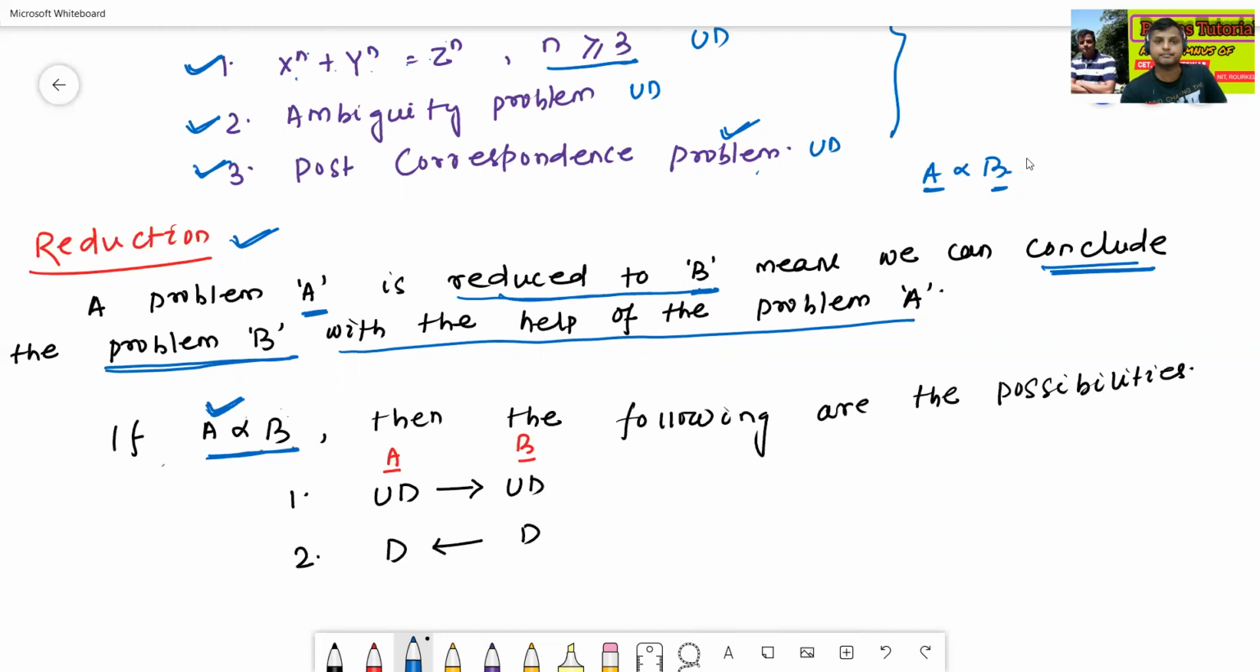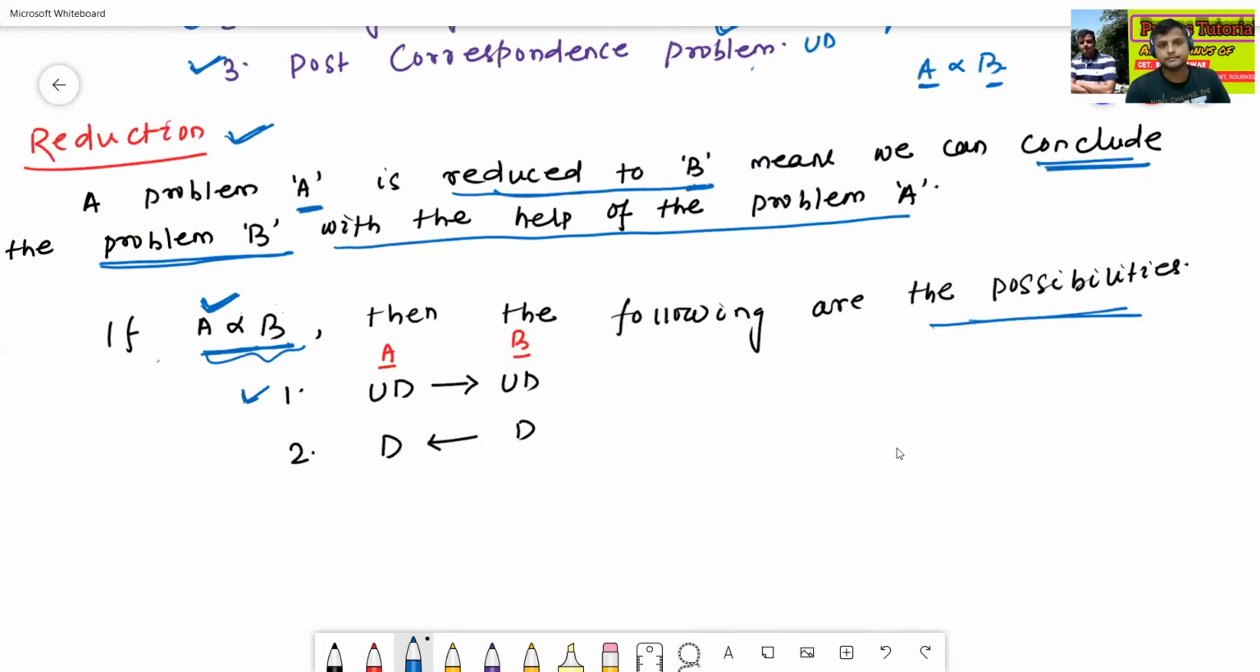If A is reduced to B, then the following are the possibilities for decidable and undecidable problems. The left part is called the A part, the right part is called the B part. If A is reduced to B, and if A is undecidable, then we can say that B is undecidable. But in the case of a decidable problem, if B is decidable, then we can say that A is decidable.